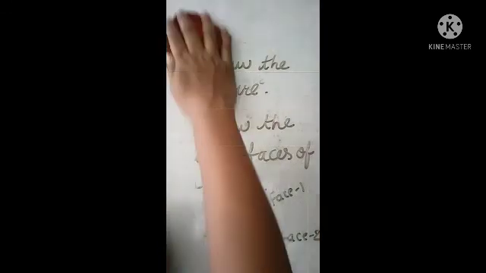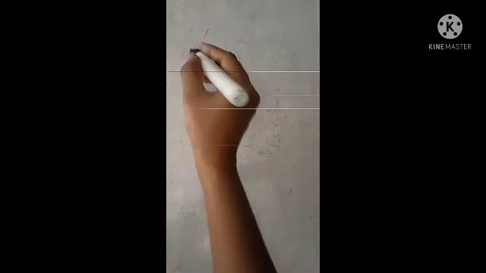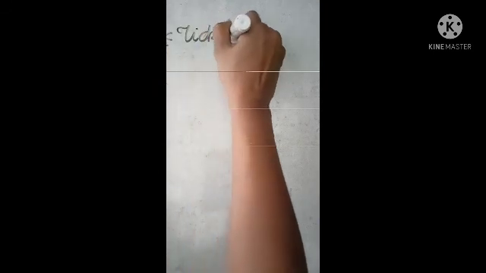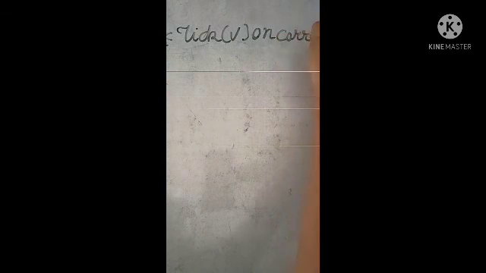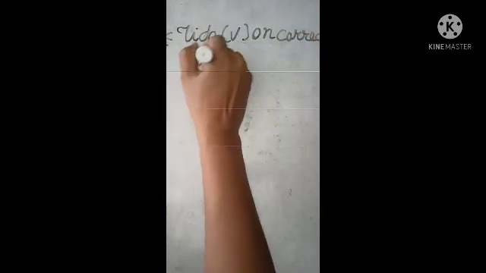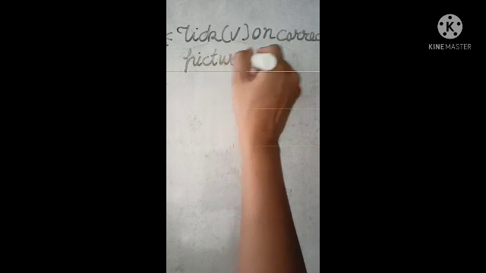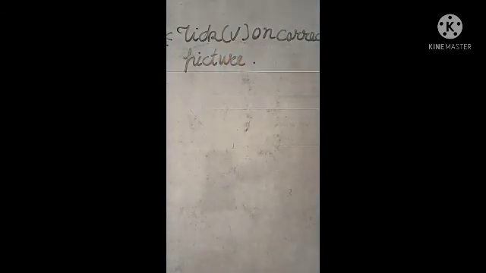Now time for question number 3 of section A. Question number 3 is, tick right on the correct picture. Tick right on the correct picture. This is your third question.